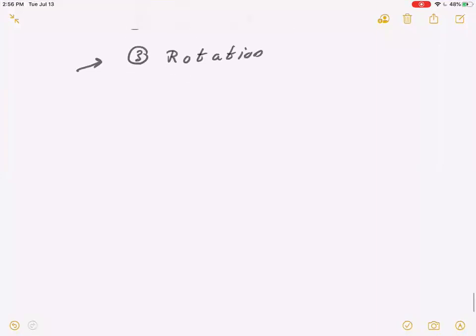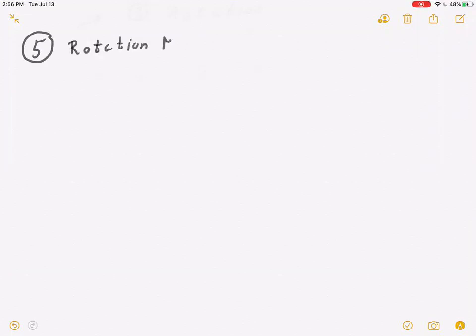Okay, so let's resume where we left off. So this fifth example of matrices doing things involves the introduction of a rotation matrix. And as you might imagine, a rotation matrix is going to do exactly what you would think it would do.